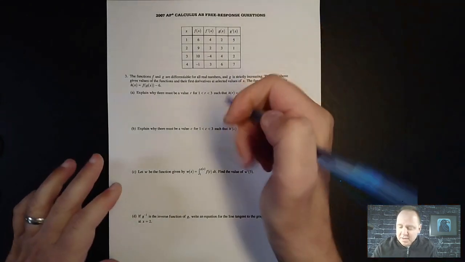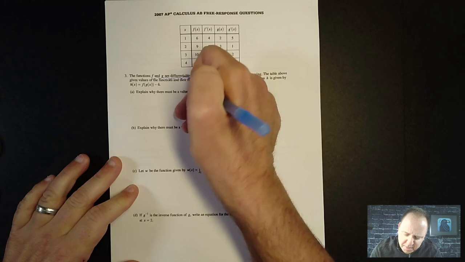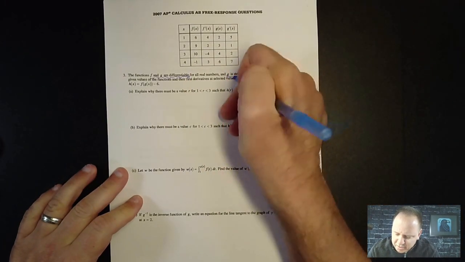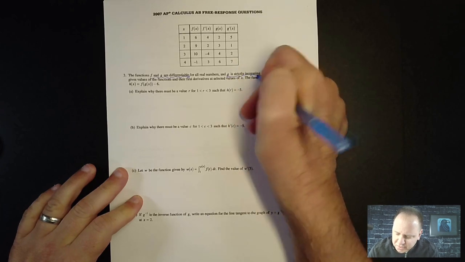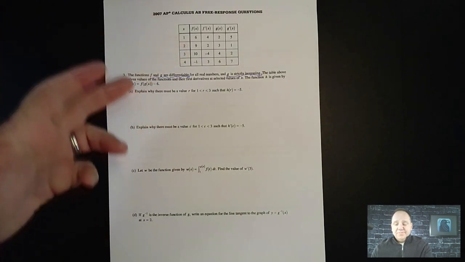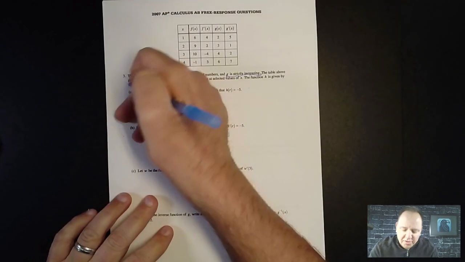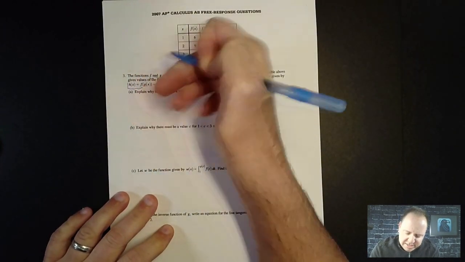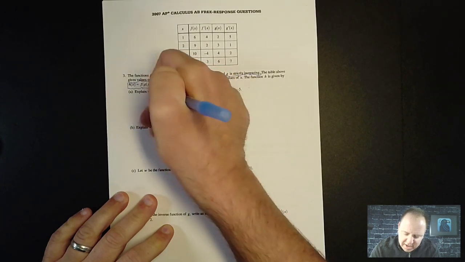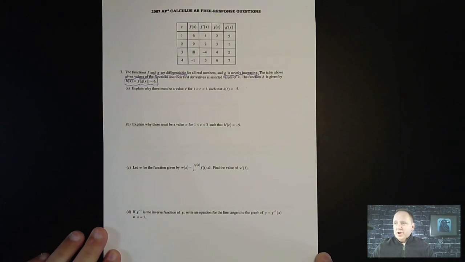All right, they're telling me that f and g are differentiable for all real numbers. And there's probably a reason why they're telling me g is strictly increasing, but we'll see. And then we get values for f prime, g, and g prime for given values of x. And they're letting me know that some function h is a composition, f of g of x, minus 6. All right, so here we go.